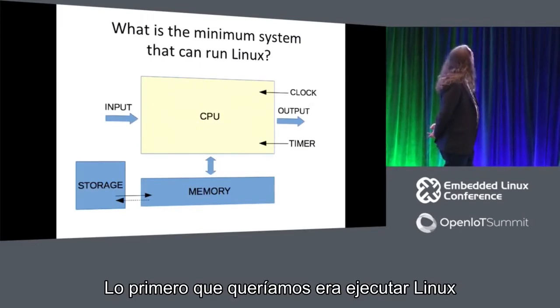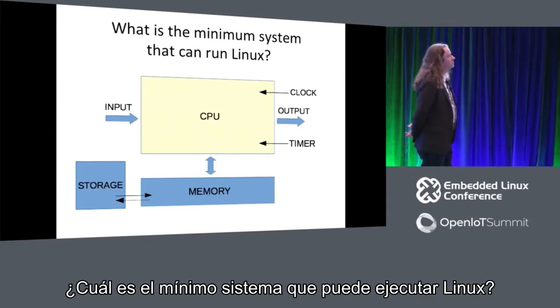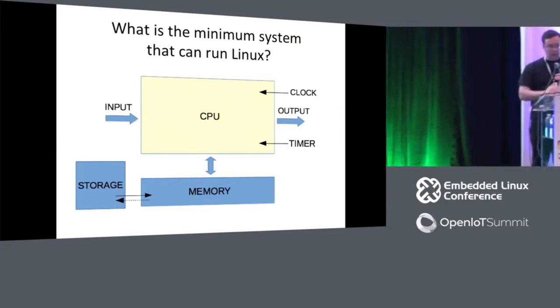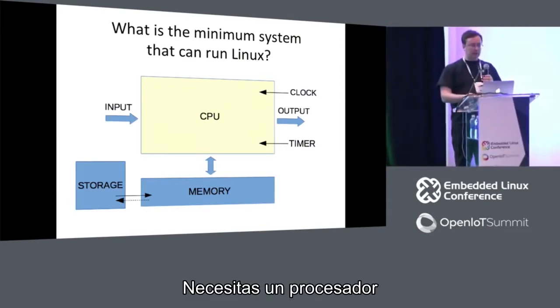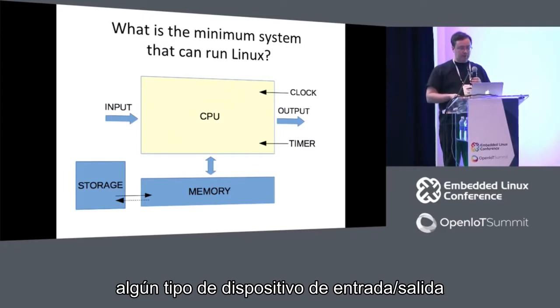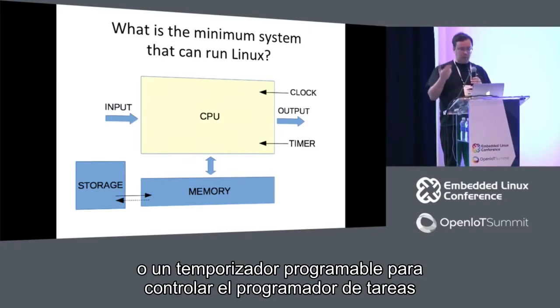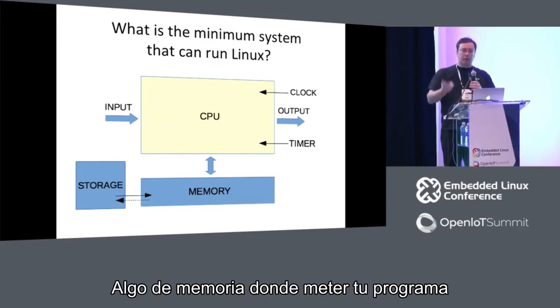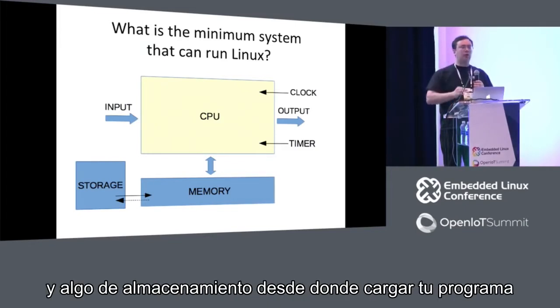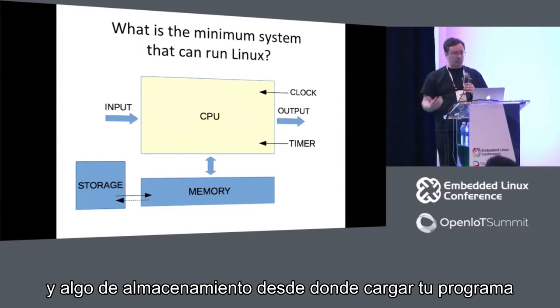Yeah. So the first question is, we want this to run Linux. What is the minimum system that can run Linux? You need a processor, some sort of I/O device, a clock to drive the scheduler, or a programmable timer to drive the scheduler, some memory for your program to live in, and some storage to load your program from.